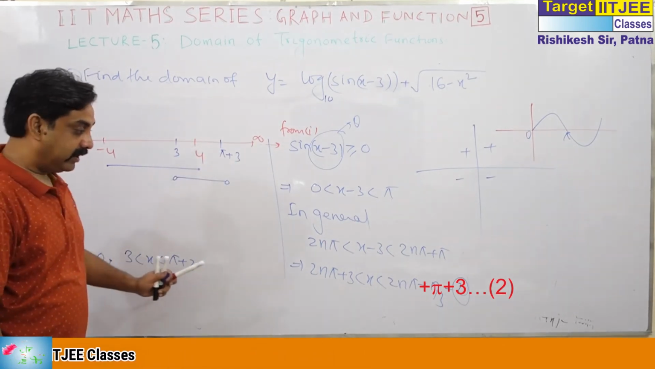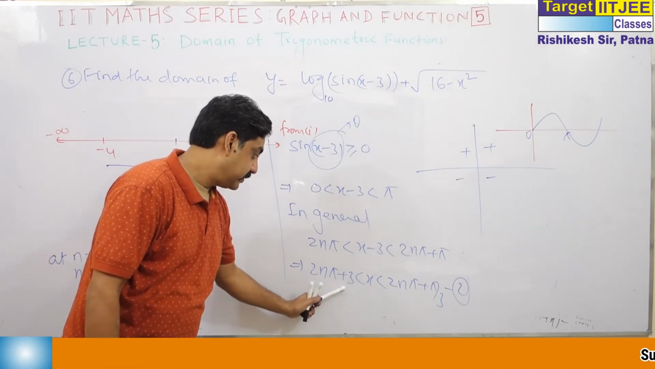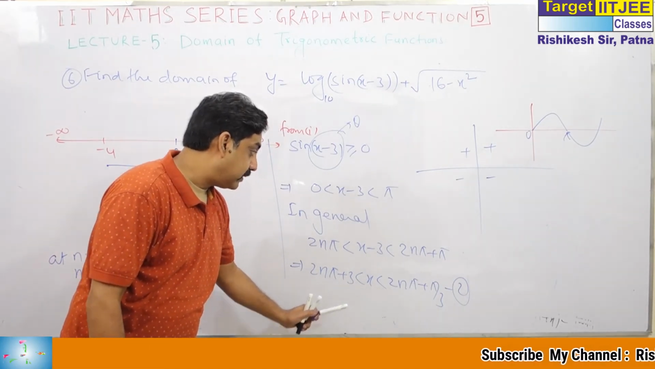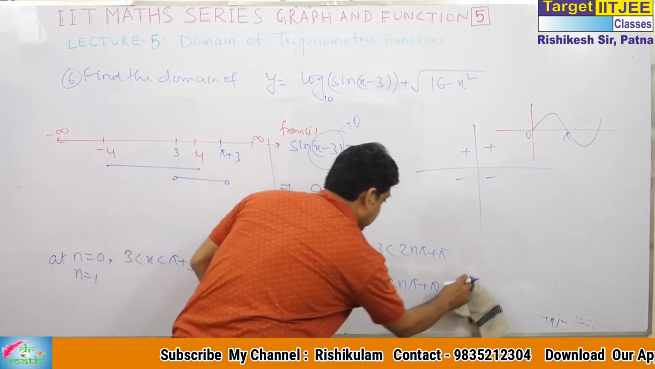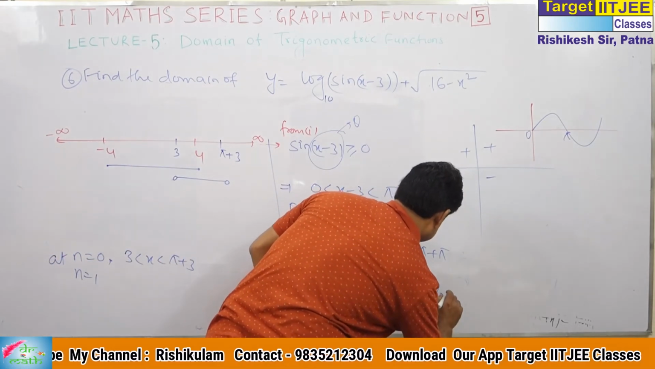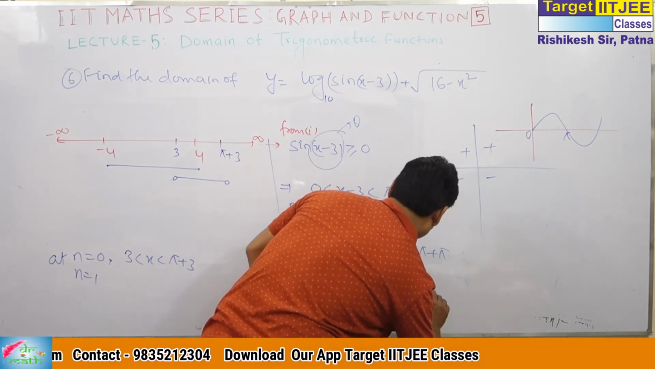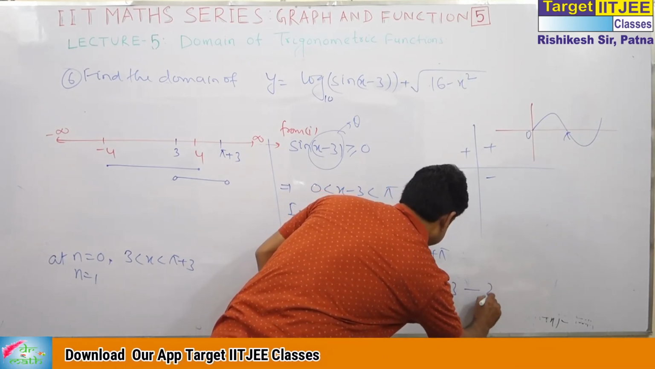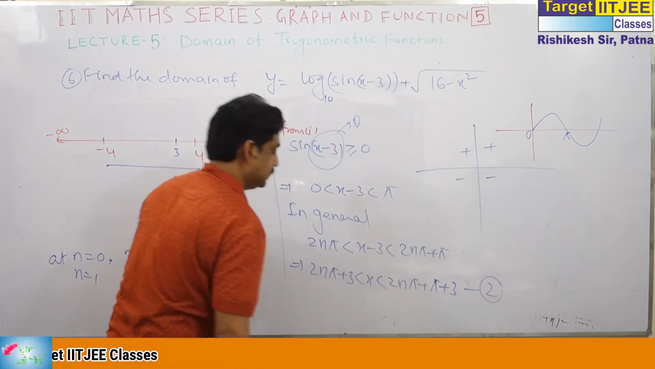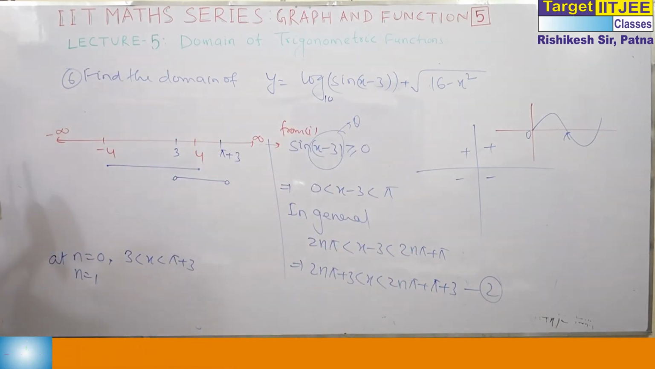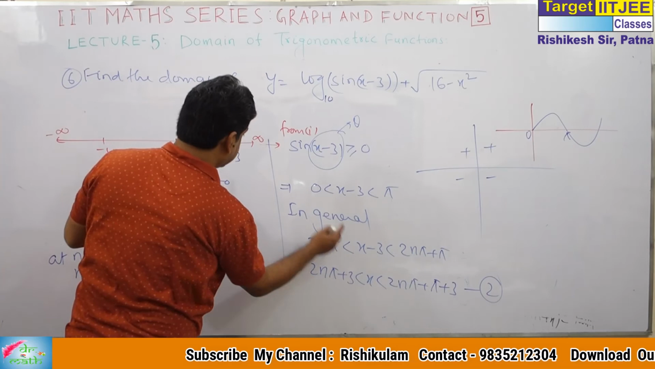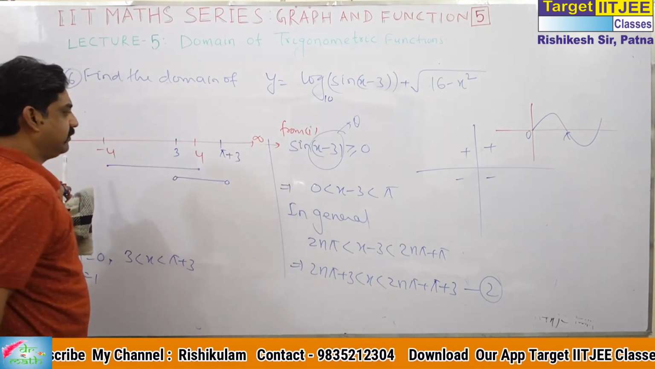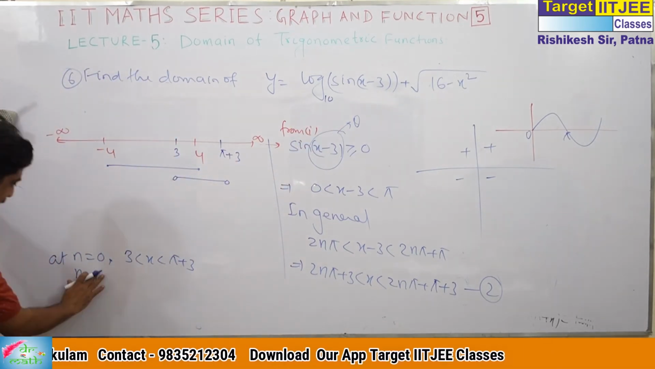For n equal to 1, we get 2 pi plus 3 less than x less than 2 pi plus pi plus 3. I think a 3 is missing; yes, a 3 is missing. When n is equal to 1, this is 2 pi plus 3, far right of 4, so we need not take it. So we take n equal to minus 1.